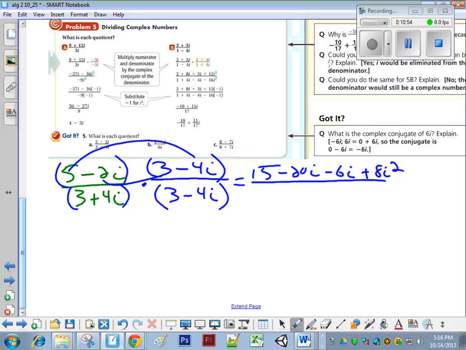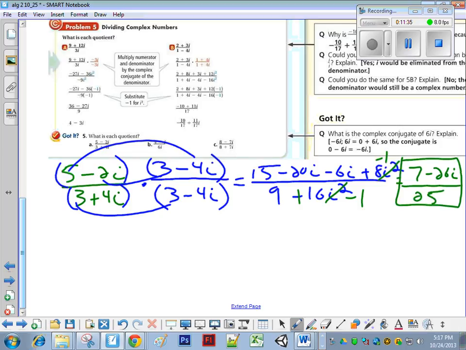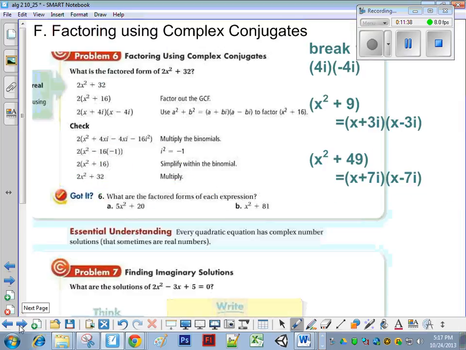In the denominator, because they're complex conjugates, I'm going to ignore the middle term. 3 times 3 is 9. 4i times negative 4i is minus 16i squared. Now let's do our final simplification. I'll deal with the i squared here, negative 1, so that's negative 8. 15 minus 8 is 7. Negative 20i minus 6i is minus 26i. My denominator should end up being a whole number. 16i squared is negative 1. So negative 16 times negative 1 is positive 16. 9 plus 16 gives us 25. There's my solution.